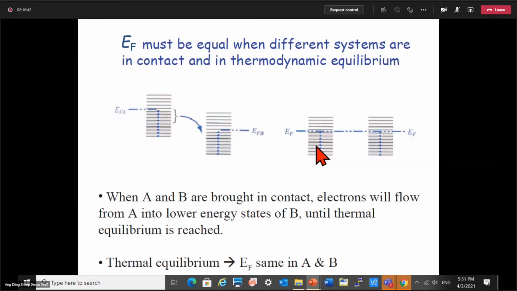Okay, then, to understand this discussion, you need to recall what you have learned about the Fermi-Dirac function.